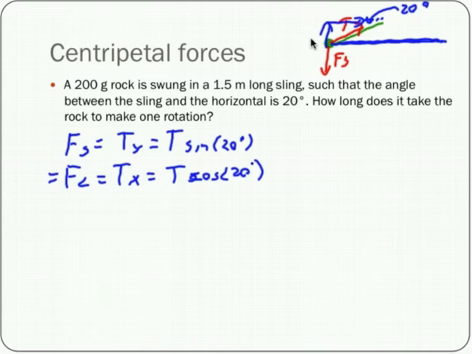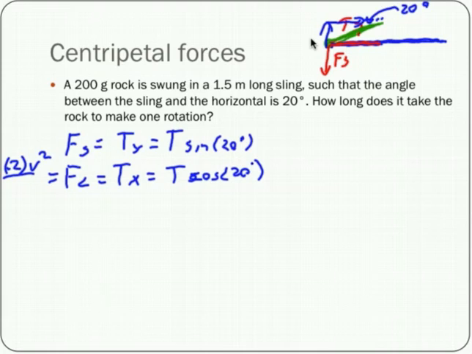Centripetal force, of course, is equal to mv squared over r. M in this case is 200 grams, that's 0.2 kilograms, times v, which we don't know, squared, over r. It's a 1.5 meter long sling. However, 1.5 would not be the radius, because the radius is this distance in here to the center point, not the original length of the sling. That's this distance right here.